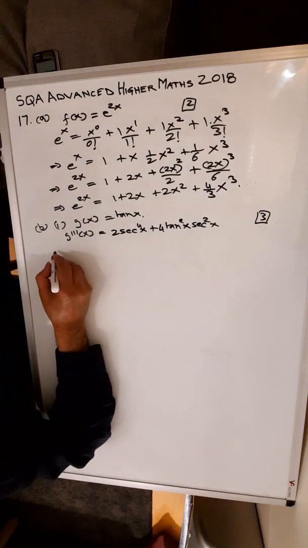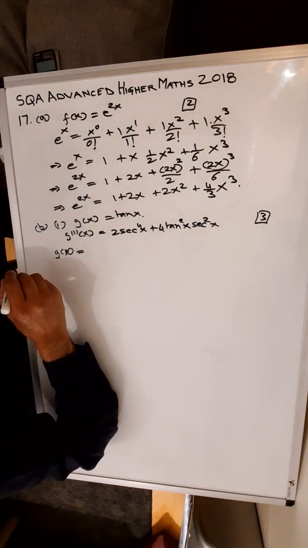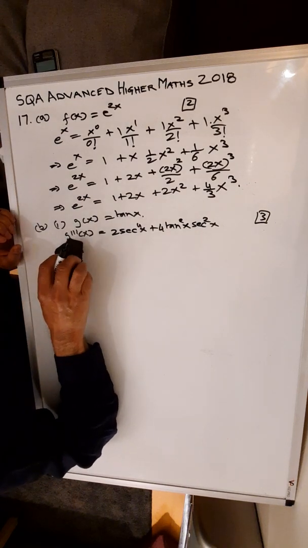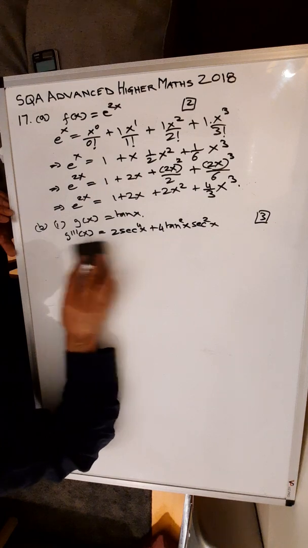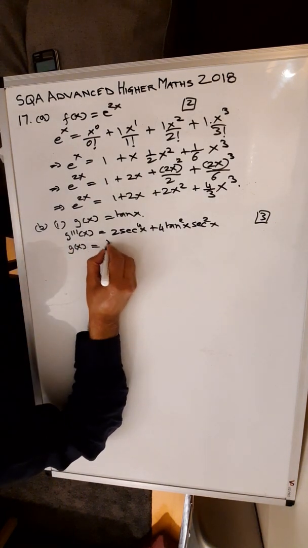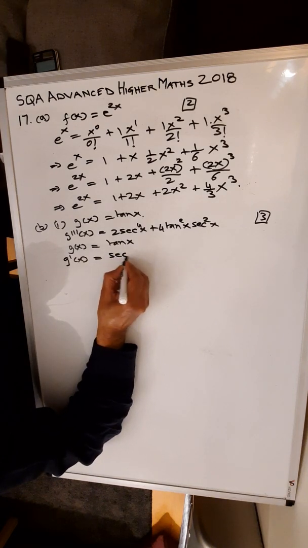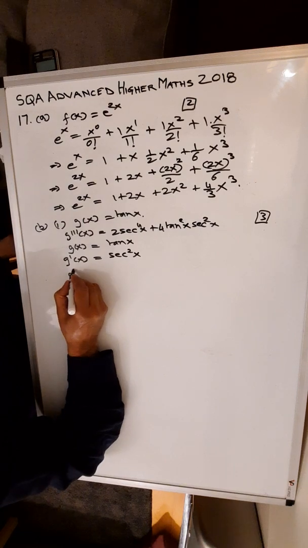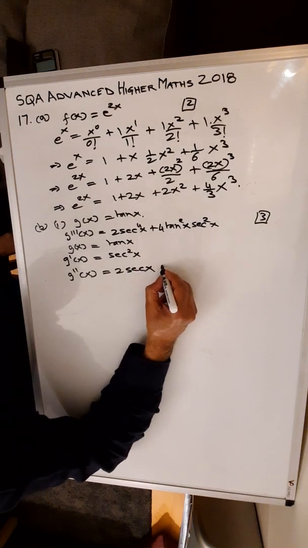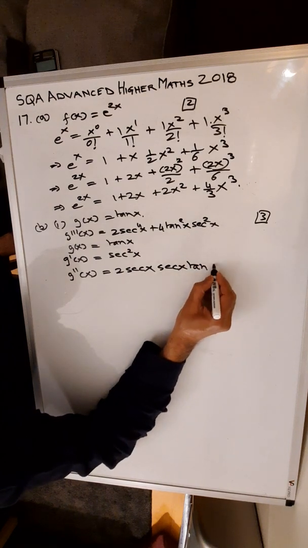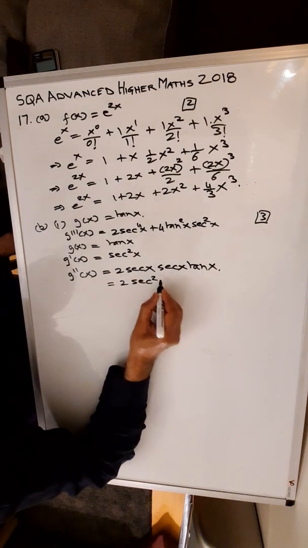So g of 0. g of x is tan x. g dashed of x is sec squared x. g double dashed of x is 2 sec x, and the differential of sec x is sec x tan x, which is equal to 2 sec squared x tan x.